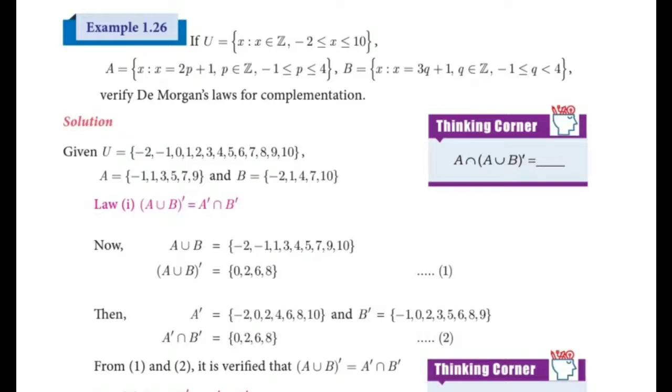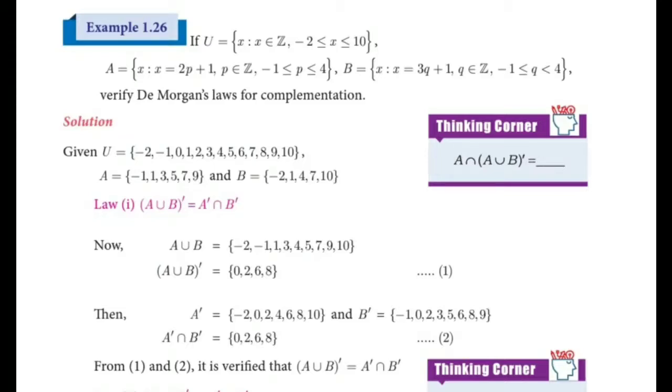Solution: given U = {-2, -1, 0, 1, 2, 3, 4, 5, 6, 7, 8, 9, 10}, because x belongs to Z, -2 ≤ x ≤ 10. So from -2 to 10, right.